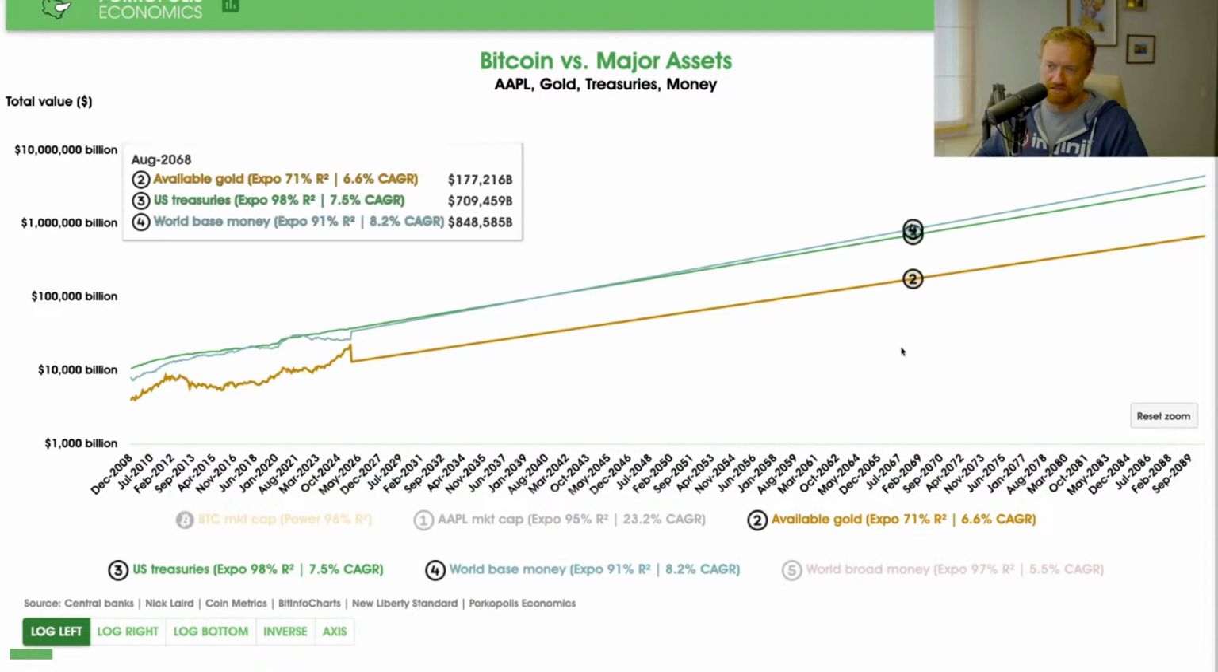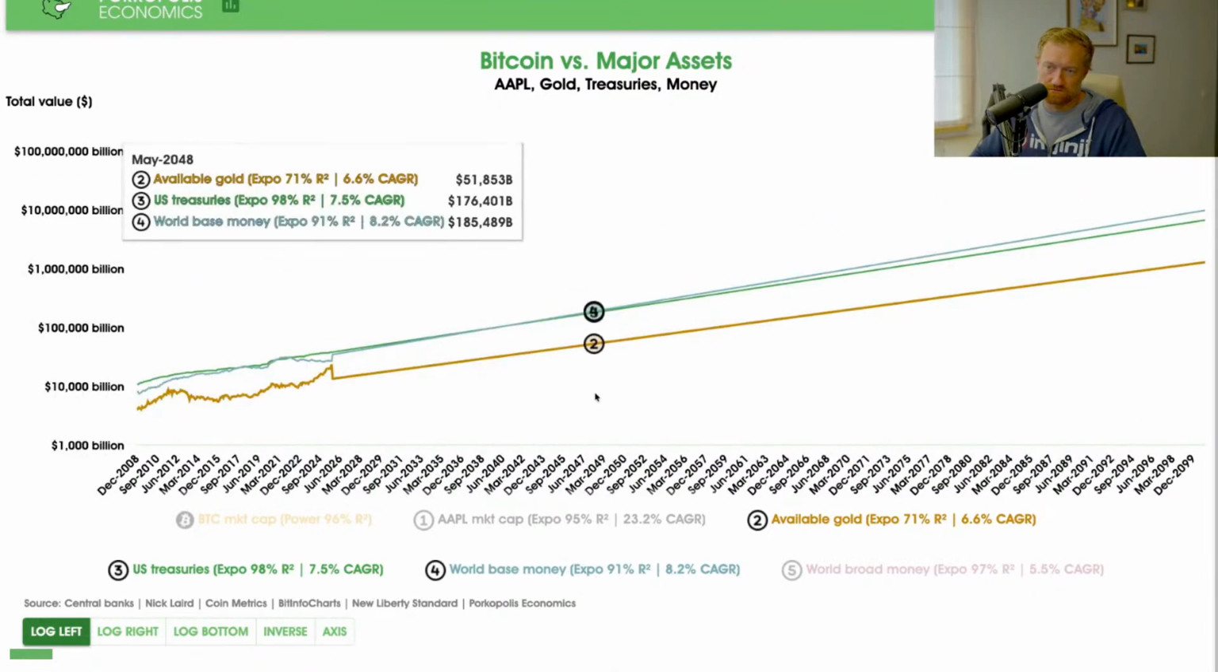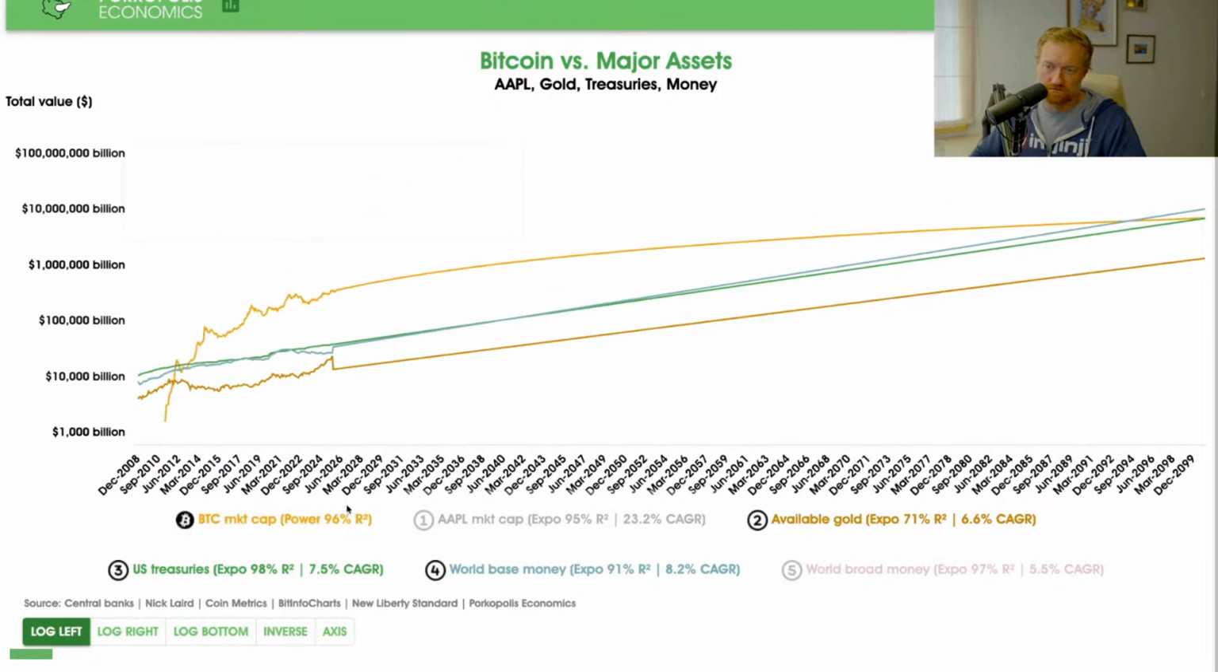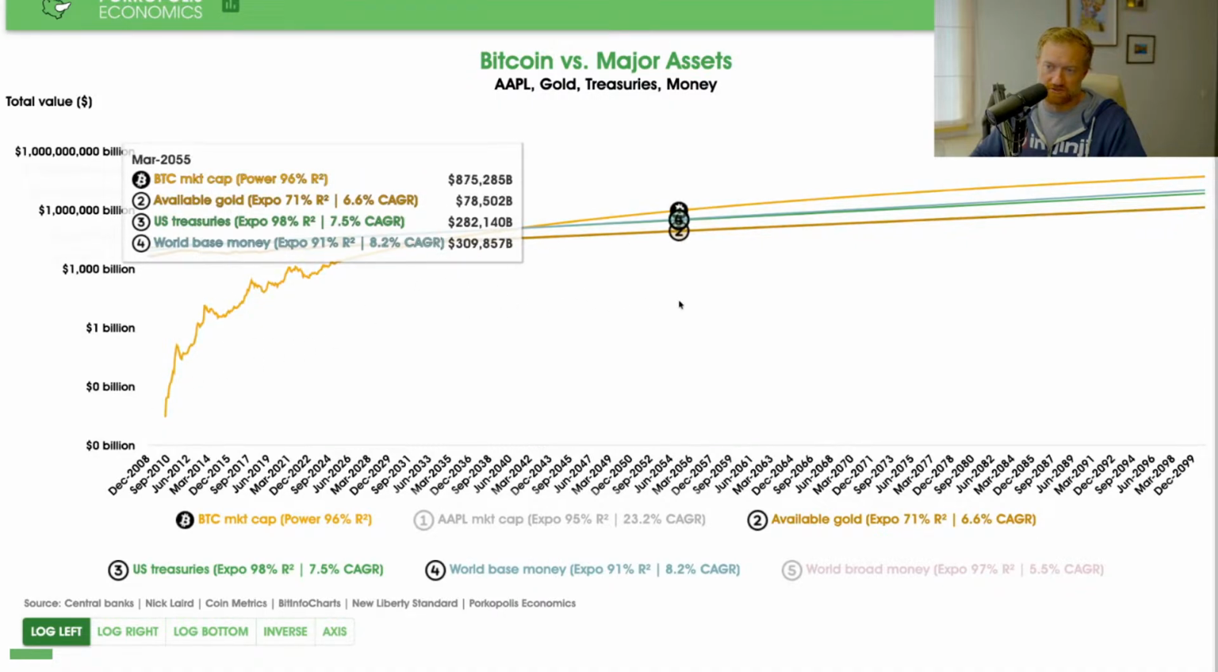All their trend lines, they can be volatile. Gold's way over trend. See that? Gold's 10 trillion over its trend line. We talked about this yesterday. It's in the top end of its exponential channel. I think Bitcoin can easily catch all of these based on how it grows in the next 10 to 15 years.